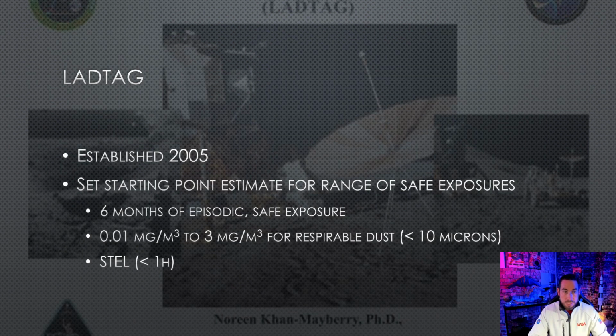So again, established in 2005, the goal was to set the starting point estimate for the range of safe exposures. So they're looking at 6 months of episodic safe exposure. So how much could they be exposed to over the 6-month period, potentially on the surface of the moon, ranging from 0.01 milligrams per cubic meter to 3 milligrams per cubic meter for respirable dust, and setting a short-term exposure limit of less than 1 hour. So the whole overall goal of this was just to set the starting point estimates.